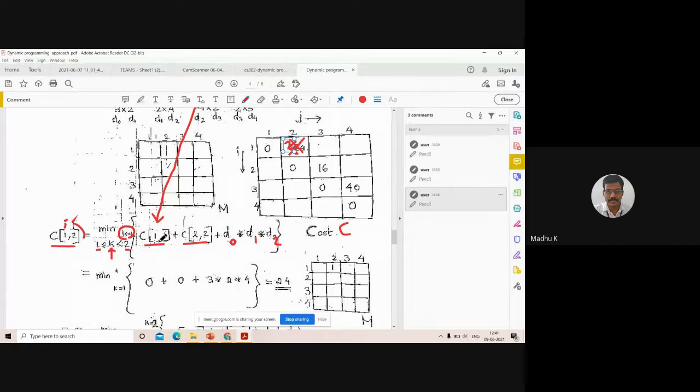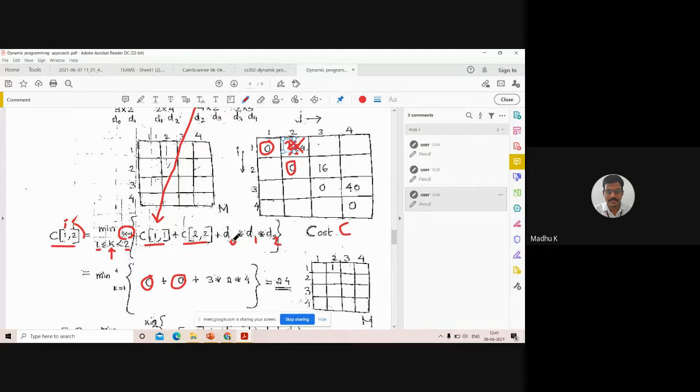Then what we will do? We will find the values of C11. What is C11? It is basically a small subproblem. The time to solve that subproblem is in this entry. You can note here, this is C11, so it is 0. Then C22 is also 0 from this matrix.